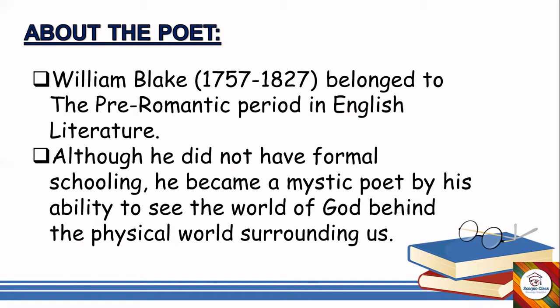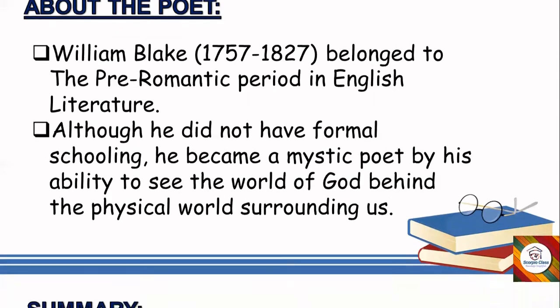Though he did not have any formal schooling, he did not go to school, he was a mystic poet. He became a mystic poet because he had the ability to see beyond whatever physically is present in and around us. That is how he could see the world of God and he became a mystic poet. So today we have a poem, A Poison Tree by William Blake. Let's quickly see the summary of it.